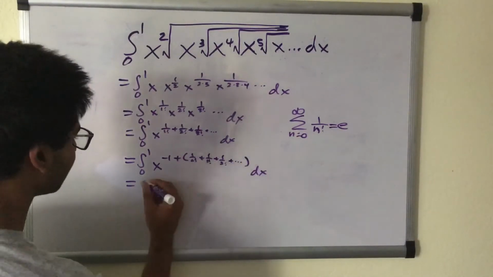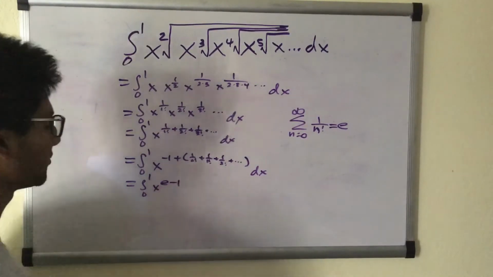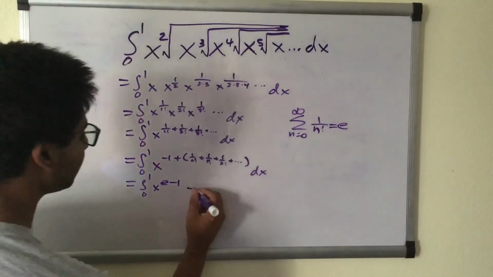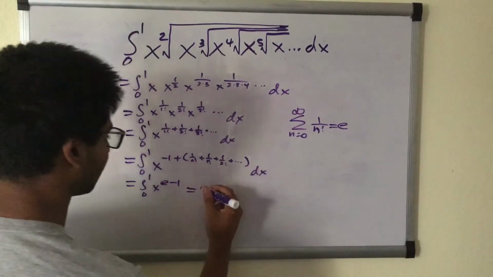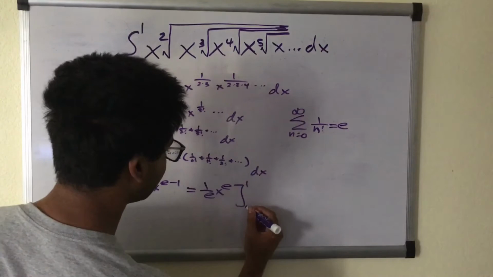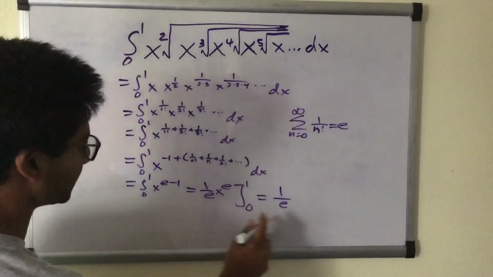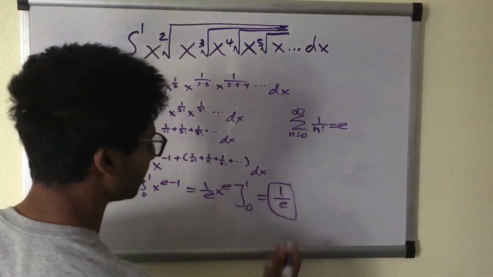So we've established that that little sum in the parentheses is equal to e, so that we get x to the e minus 1. So we take the antiderivative, which is just adding 1 to the exponent and then taking that as a fraction as well. So we get 1/e times x to the e from 0 to 1. If we plug in 1, that gives us 1/e, 0 gives us 0, and our answer is 1/e.